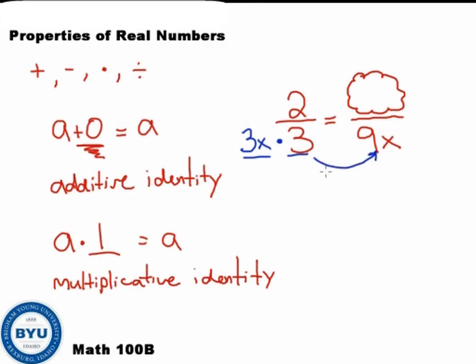However, you can't just multiply the bottom by something. You have to also multiply the top by something. So we would also multiply the top by 3x, and that would get us 6x. So again, this idea of multiplying something by 1, 3x over 3x, that's just 1. But we can do that to create equivalent expressions.